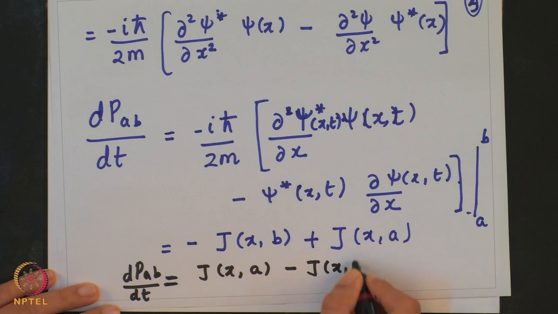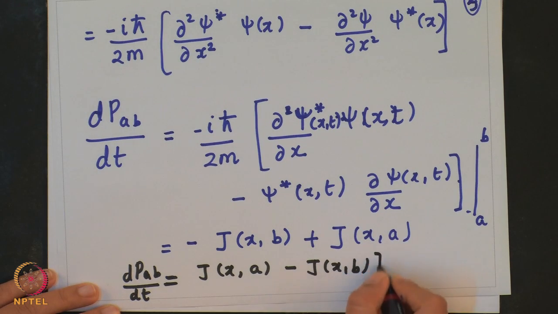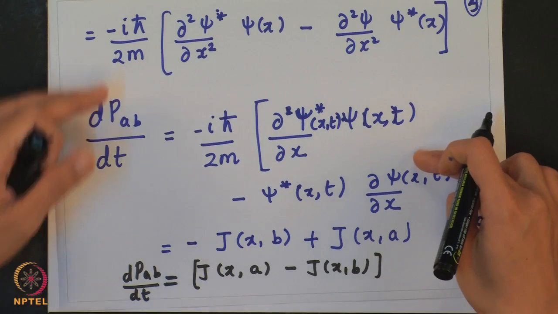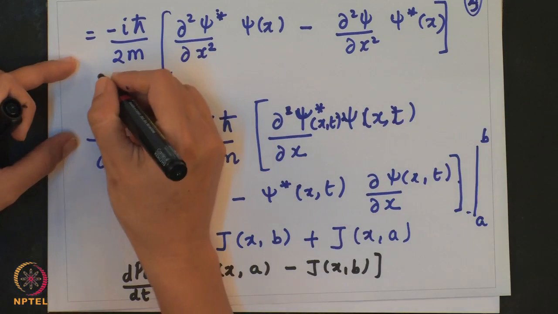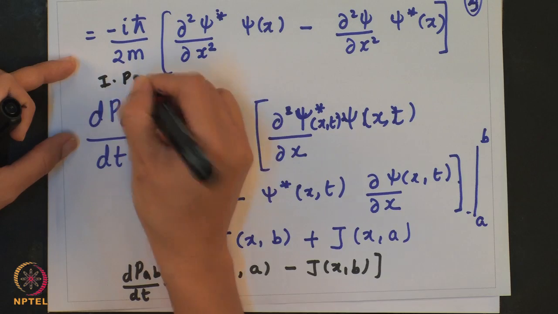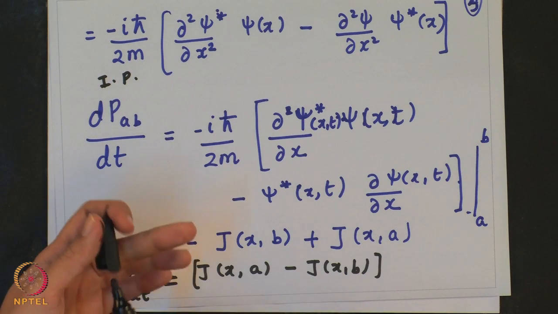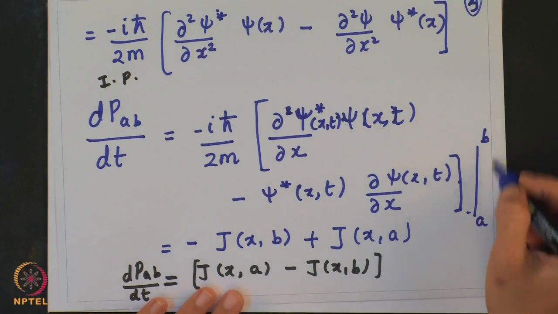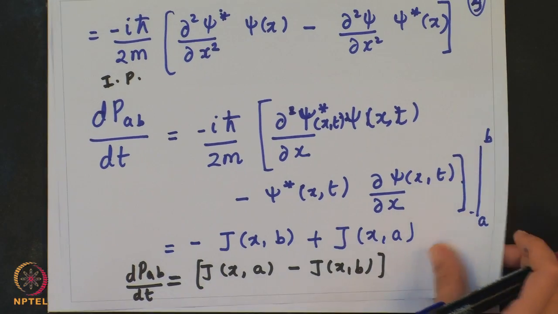So, in the end I have dp ab by dt is minus this. Here, these steps, this to this, require integration by parts. So, I have done integration by parts, remember. Once you do the integration by parts, you will obtain this expression, then you put the limits and obtain the a part of problem 3.